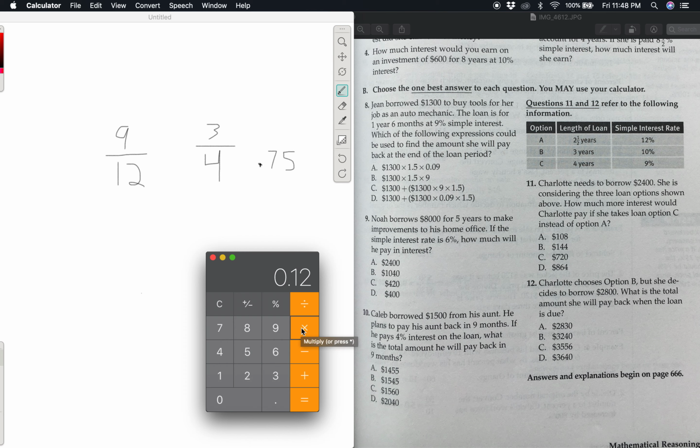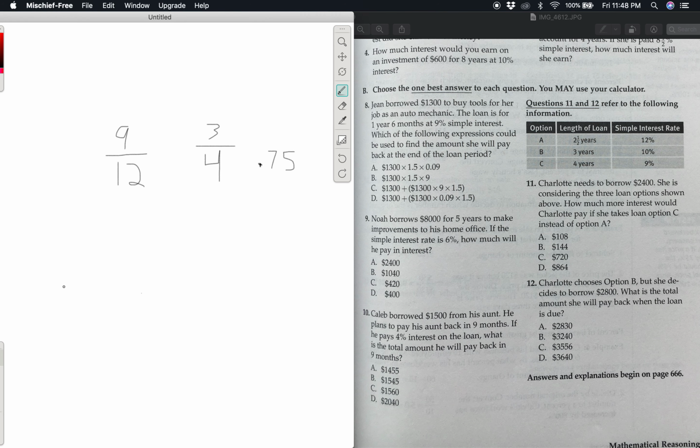Times, remember, half, 2.5 years, half is 0.5, so 2.5 equals 720. So option A is 720. Okay, that's A.